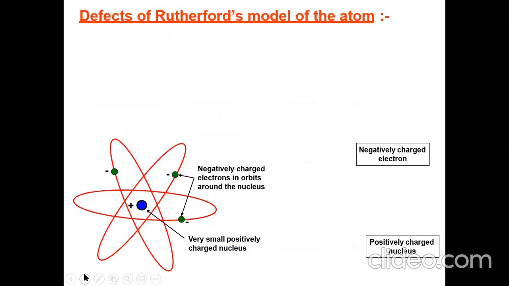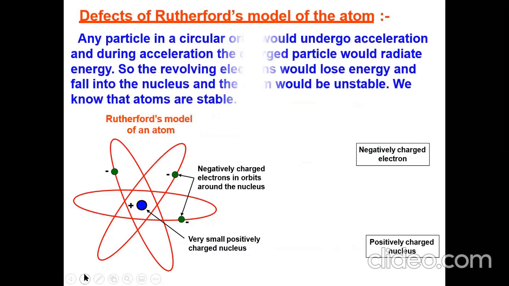Now we will discuss about the drawbacks of Rutherford's model of an atom. Any particle in a circular orbit would undergo acceleration, and during this acceleration, the charged particle would radiate its energy. So the revolving electrons would lose energy and fall into the nucleus, and atom would be unstable. But we know very well that atom is totally stable. So what is the reason behind this? He didn't explain about this statement. This is the drawback of Rutherford's model.